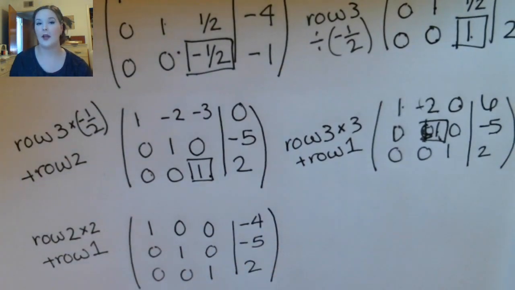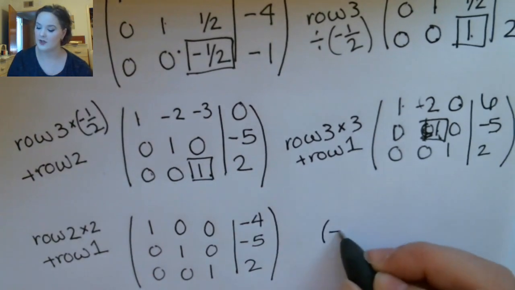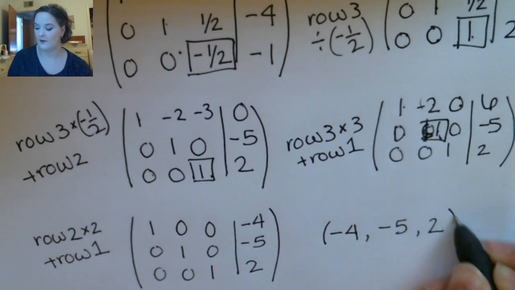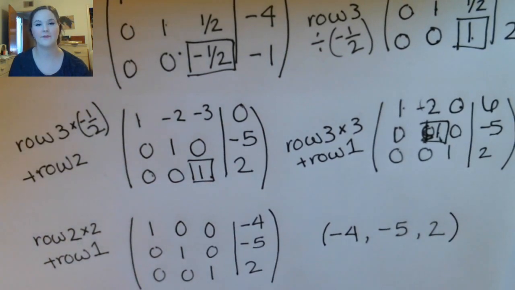Remember, once you have this in the diagonal form, so you can see the 1s on the diagonal, 0 everywhere else, your solution is over there in the augmented column. So there's my solution.